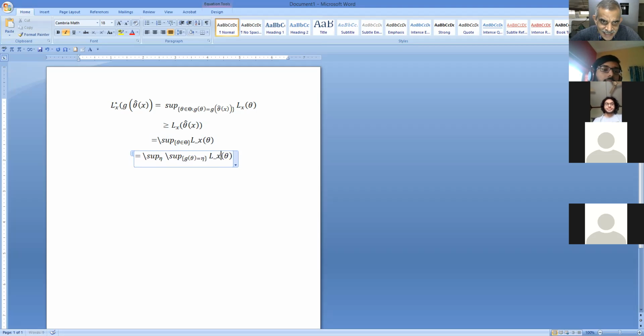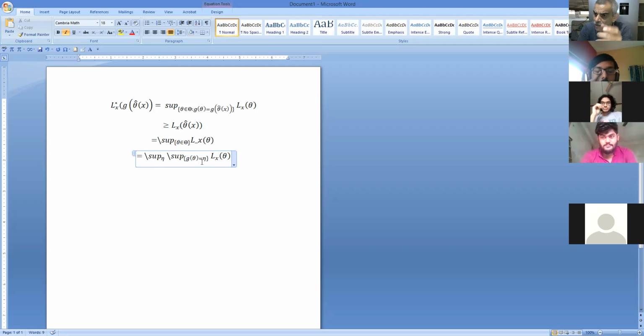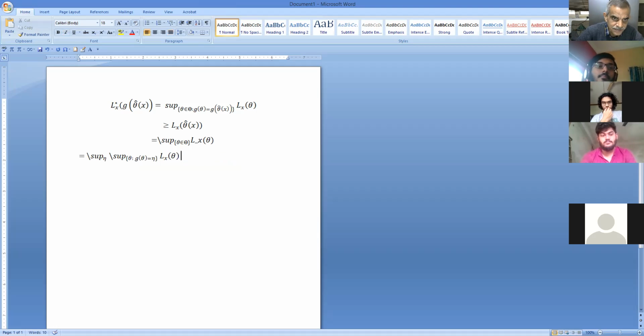Yes, sir. So it is the same thing which I explained. It is like first you fix the row. So first I fix the eta. I look at the supremum over all those thetas such that g theta is the same as eta. Now I keep varying this eta, so it is like varying those rows. I look at the maximum over all rows. So supremum over eta. Okay.